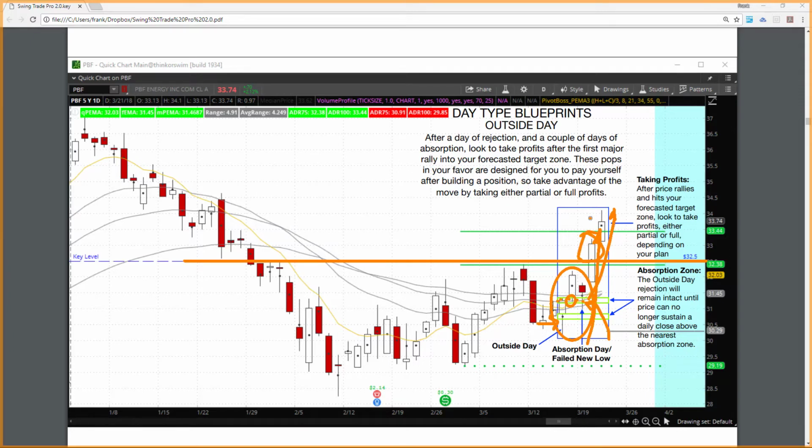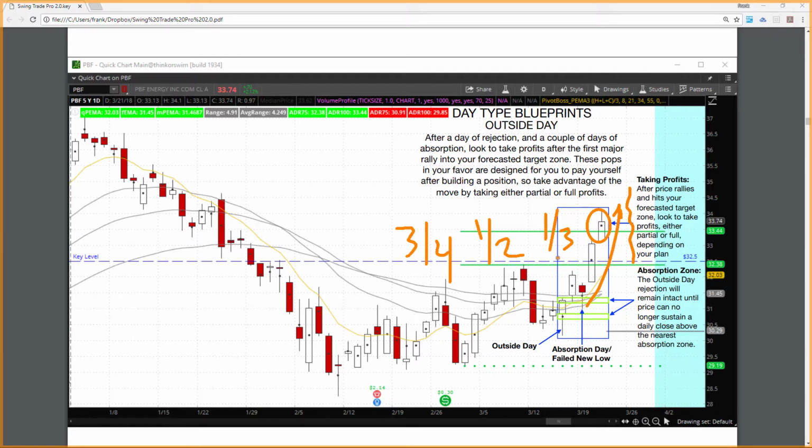So again, on these pops, you want to be able to take profits. So after price rallies and hits your forecasted target zone, look to take profits, either partial or full, depending on your trading plan. Typically speaking, it usually depends on how much more upside something can have, or whatever the case is. But if this one pops in your favor, you've got to at least take profits on 1/3 of your position, or half your position, or maybe 3/4 of your position, and then let the last portion ride for more highs.